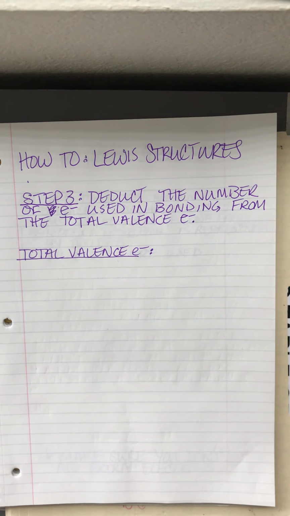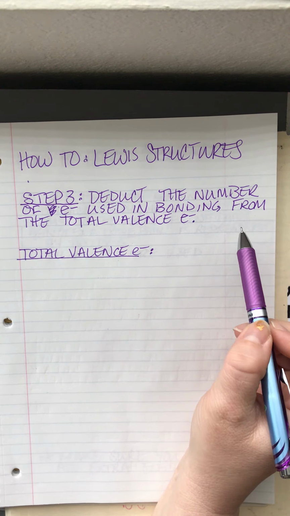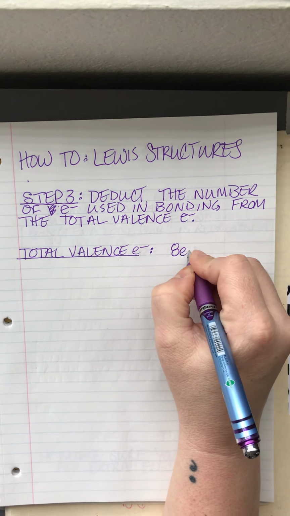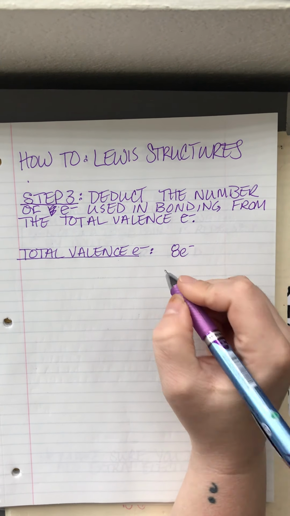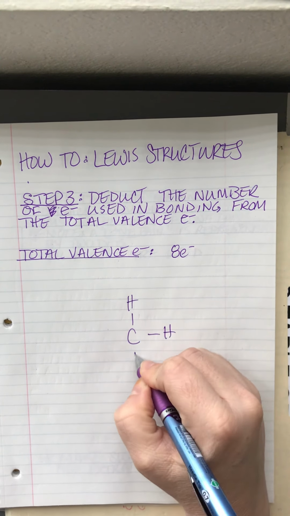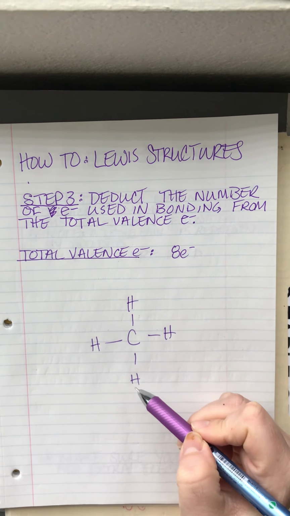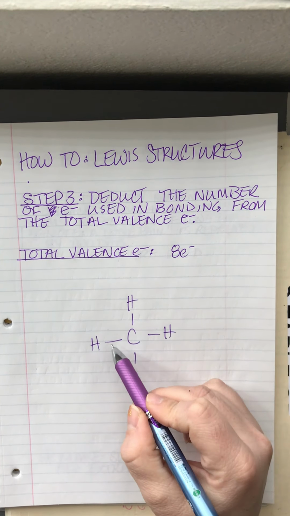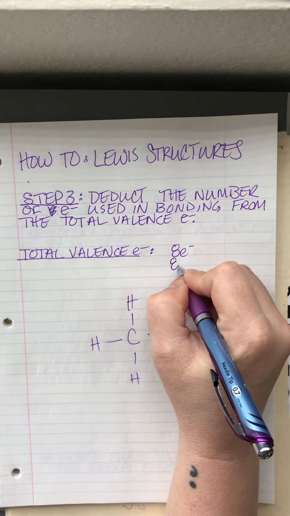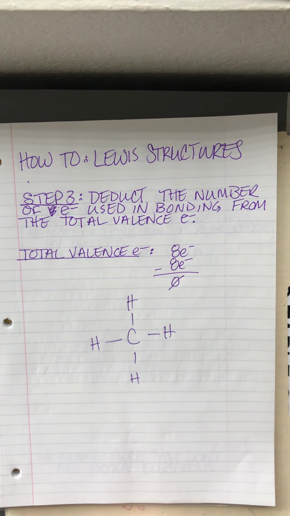So the next thing we need to do is deduct the number of electrons used in bonding from the total valence electrons. Remember, we had 8 total valence electrons, and here is our structure for methane. Each one of these lines represents 2 bonding electrons, so we have 2, 4, 6, 8 electrons being used in bonding. That means we used all of our electrons, and we're all done.